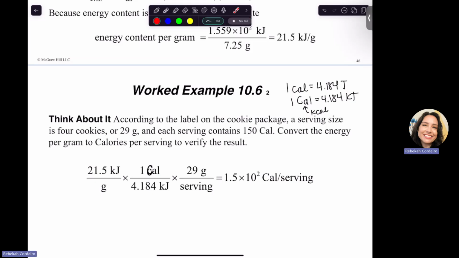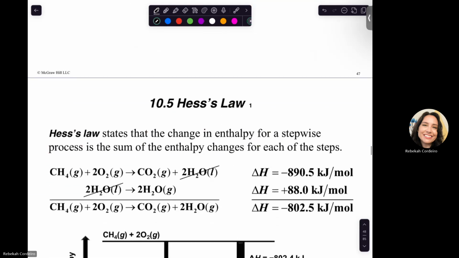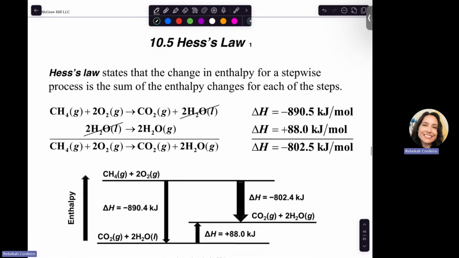And so here we get our kilojoules cancel, our grams cancel, and we get calories per serving, and it's 150, which is what they say on the container, which is what we got in our experiment. Next, we're going to talk about a couple ways to use changes in enthalpy or enthalpy of reaction.